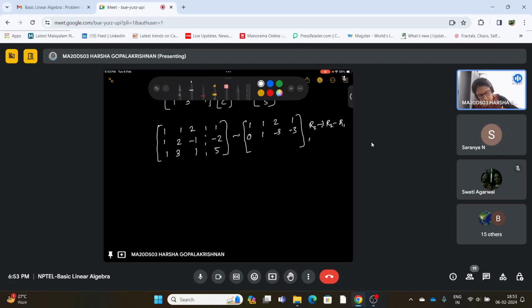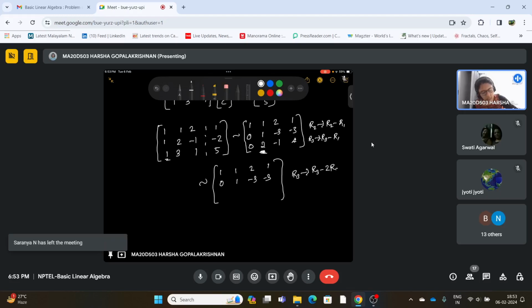And R3 also should change to R3 minus R1, because this 1 should go to 0. So 1 minus 1 is 0, 3 minus 1 is 2, 1 minus 2 is minus 1, 5 minus 1 is 4. Okay. So the next step is 1 1 2 1, 0 1 minus 3 minus 3. Now we need to change this 2 to 0. For that, R3 changes to R3 minus 2 times R2.